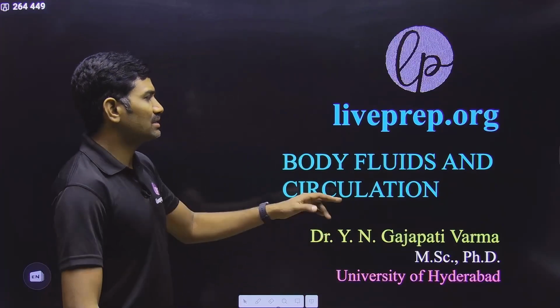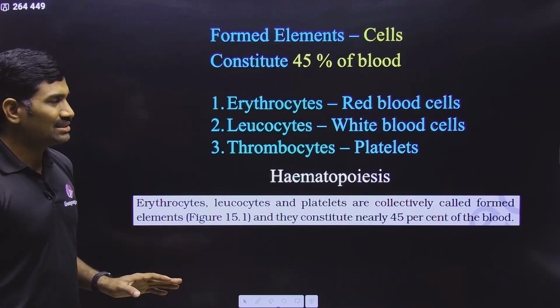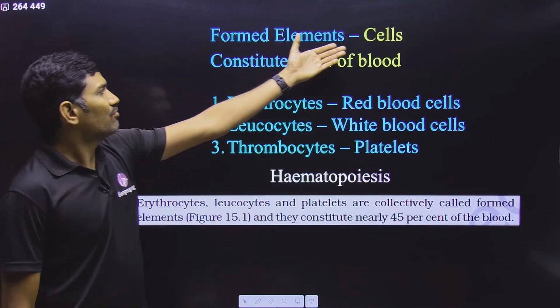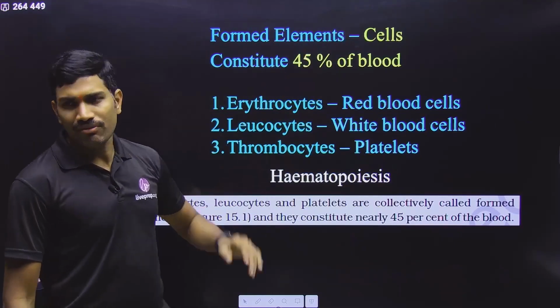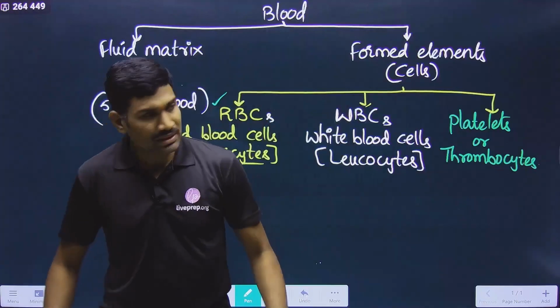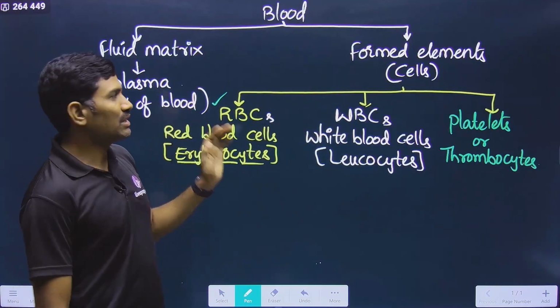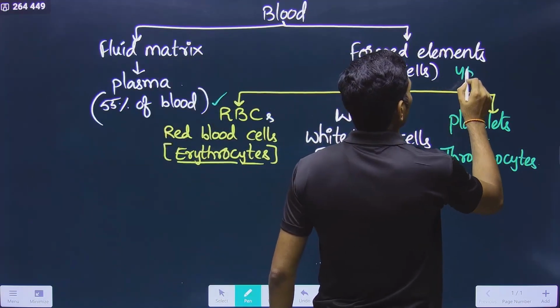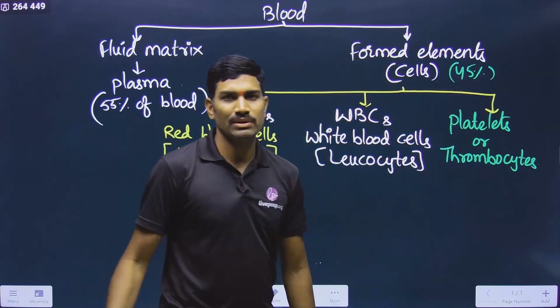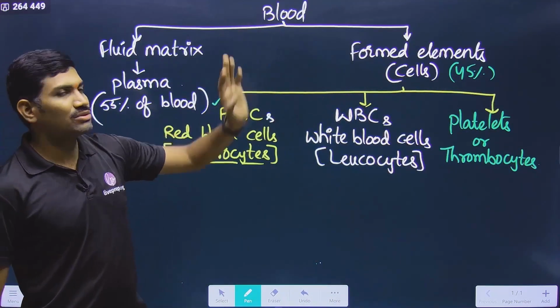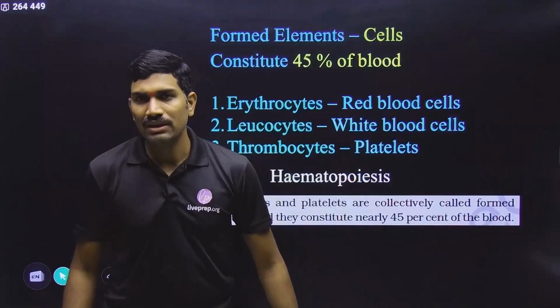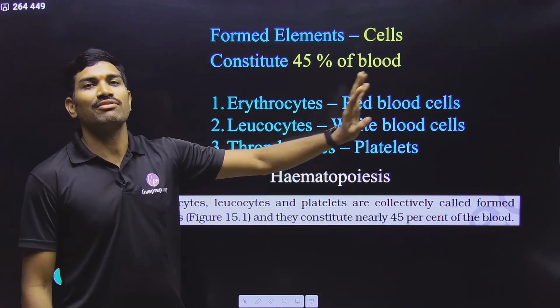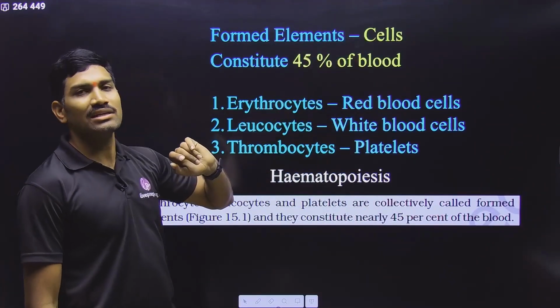Regarding the RBCs, some general information we already studied in other chapters. First we will see here: formed elements are the cells. If 55% is the fluid matrix plasma, what is the percentage for the formed elements? It is 45%. 55 plus 45 is 100%. So formed elements account for 45% of the blood. That's what we are writing here.